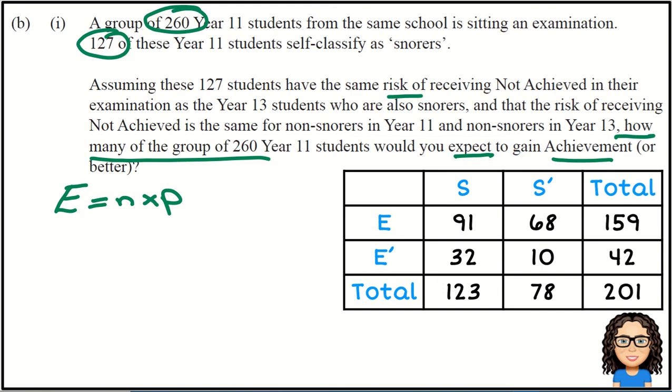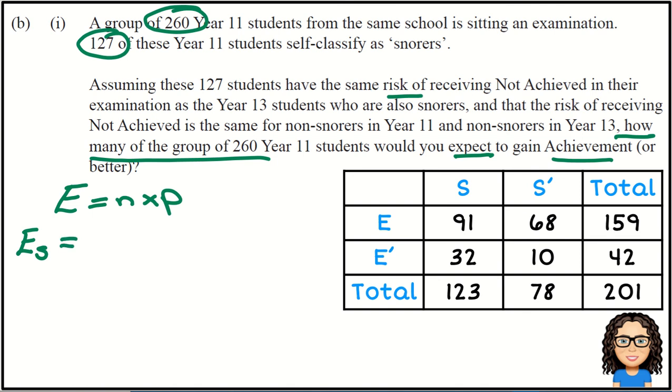So we've got two things going on here. We've got to find how many would we expect to get achievement. So that's talking about students, some of whom will be snorers and some who will be not snorers. And we know that the probability was different for those two groups. So I'm going to first of all find the expected value for the snoring group, and then I'm going to find the expected value for the non-snoring group and combine them together.